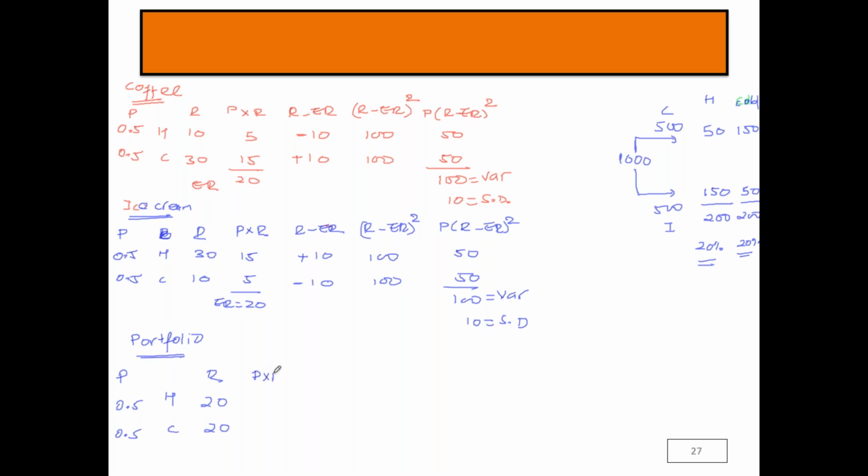Okay, so probability into returns. Next, 10 and 10. So total expected return is 20. Now return minus expected return. That is 0 and 0. Now tell me, do I need to calculate anything further to find out standard deviation?